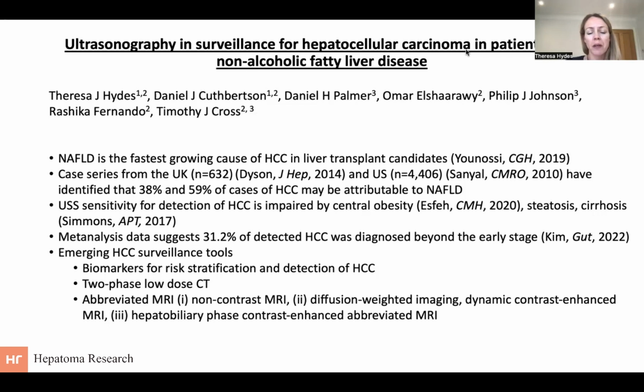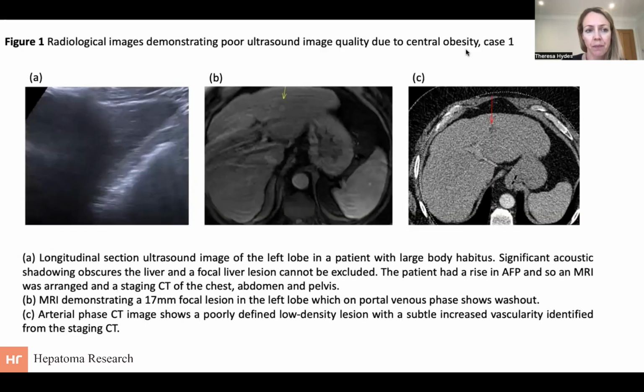Now, there are a number of emerging surveillance tools, which include biomarkers, which have been used for both risk stratification of patients at the highest risk of HCC and for detection of HCC. There's been some interest in two-phase low-dose CT scans to try and improve cost, and also in an abbreviated MRI, and this includes non-contrast MRI, which is shown to have similar cost to ultrasound scan and be significantly more sensitive.